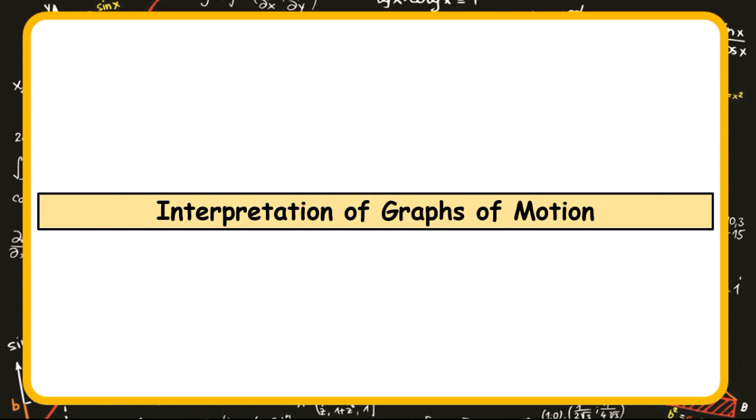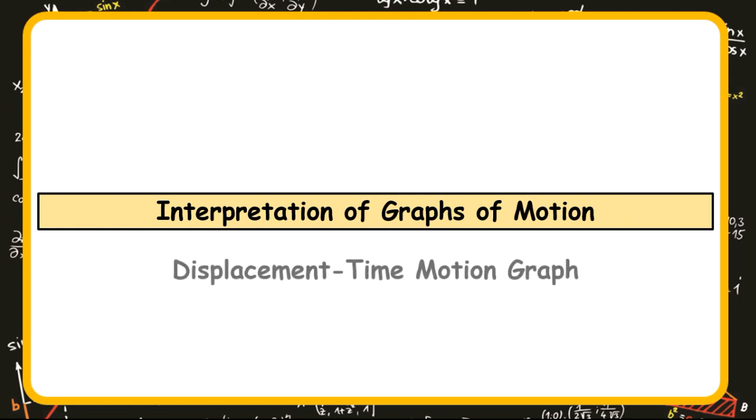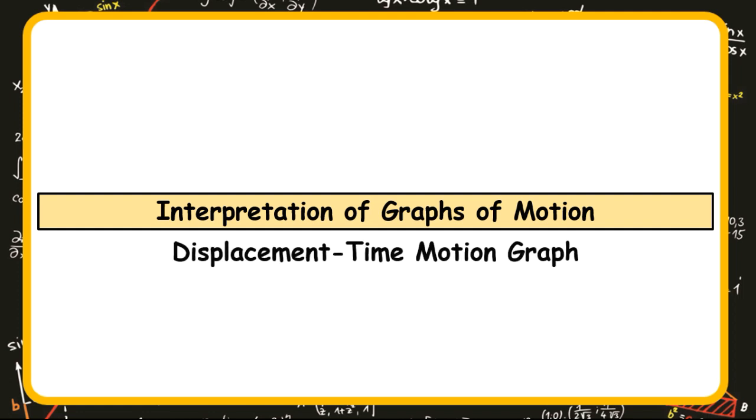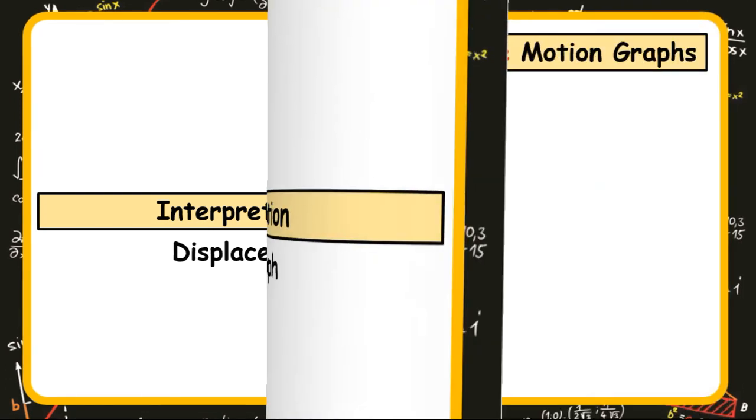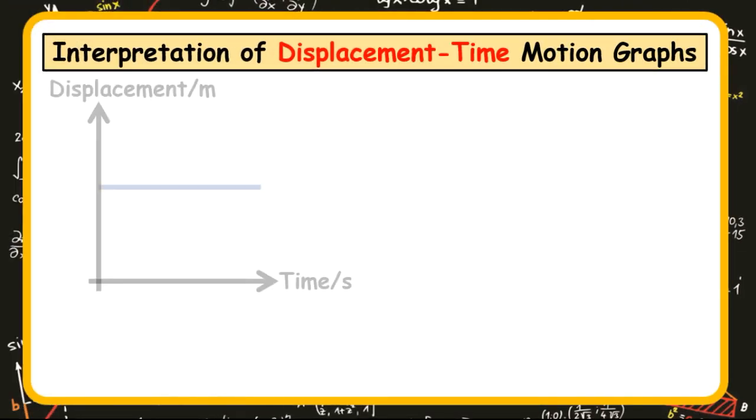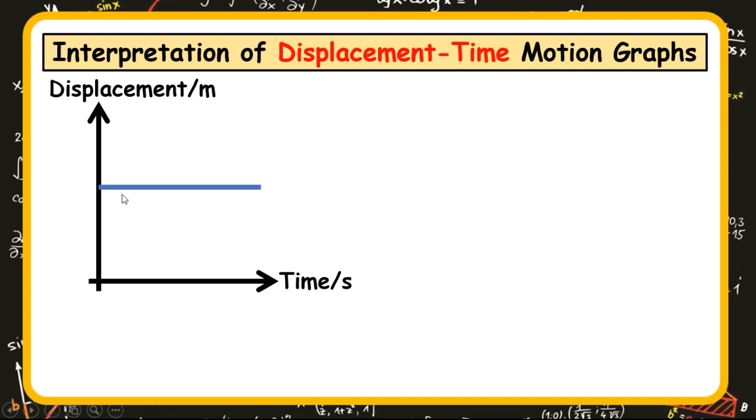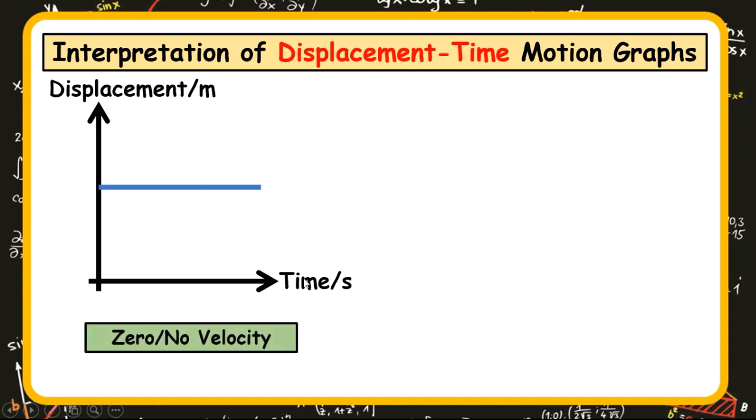Let's continue with another interpretation of the graphs of motion. This time, let's look at displacement time motion graph. With the displacement time motion graph, any graph whose plots form this horizontal line that has a y-axis to be displacement and x-axis to be time is called zero or no velocity. It is velocity because when you divide displacement by time, you get velocity.